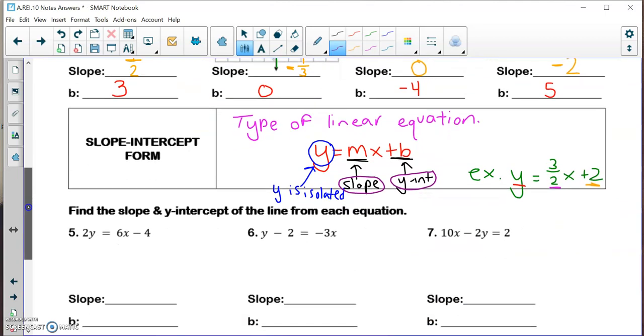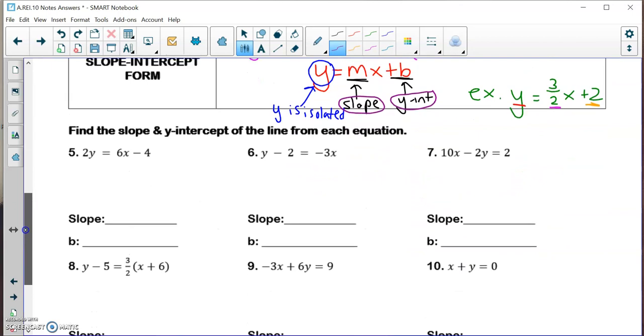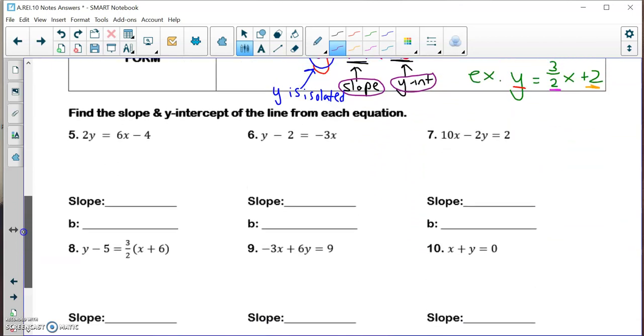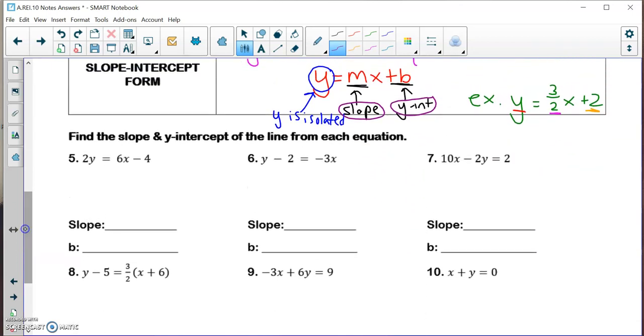So number 5 through 10 ask us to identify the slope and the y-intercept from each equation. Well, number 5, we cannot do that because y is not isolated. We need to isolate y. Now, when I isolate y, I'm going to divide both sides by 2. This is exactly why we did literal equations, because this is technically a literal equation.